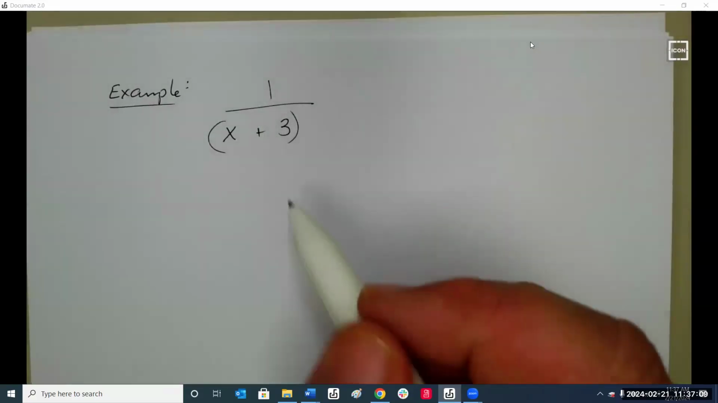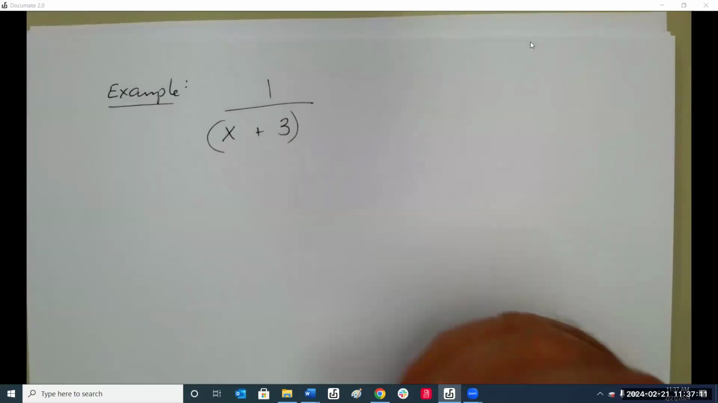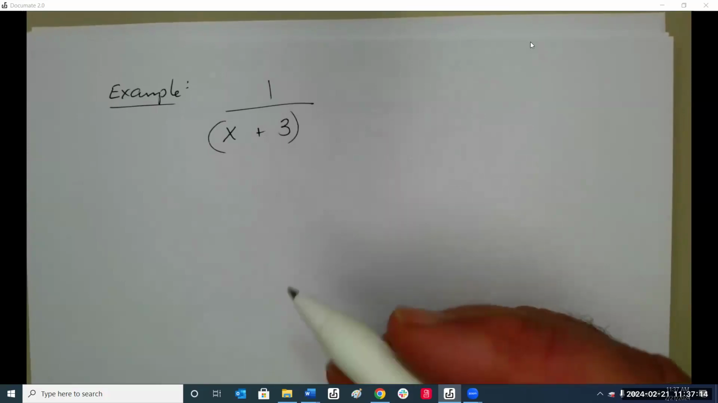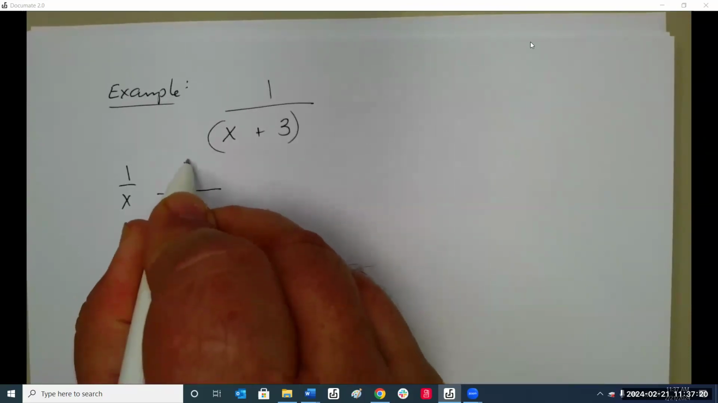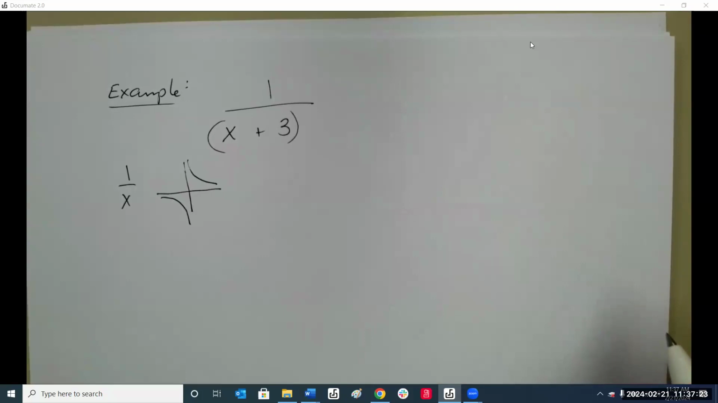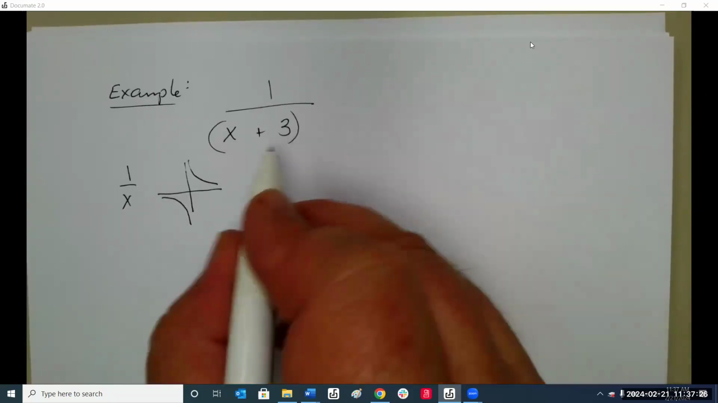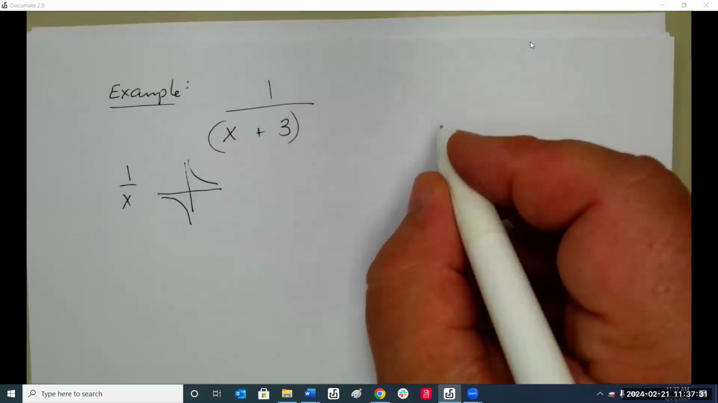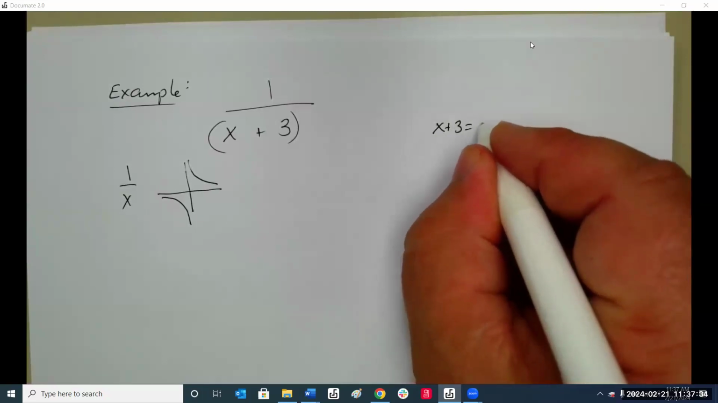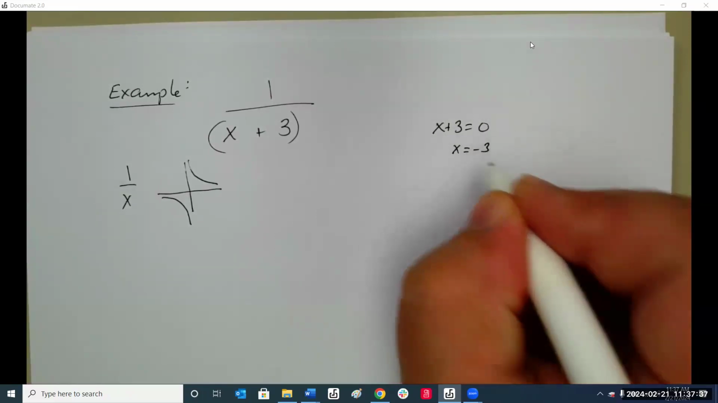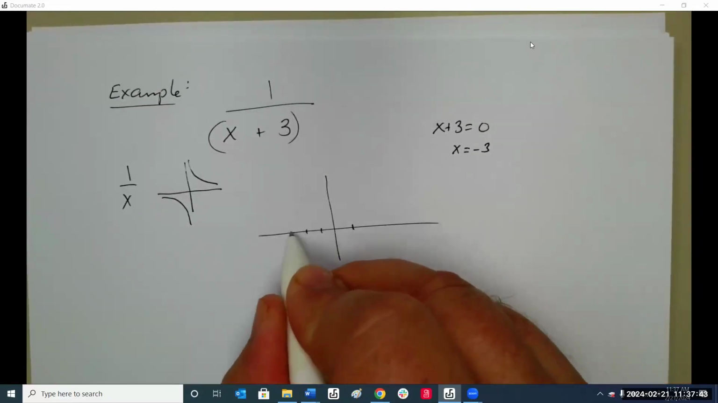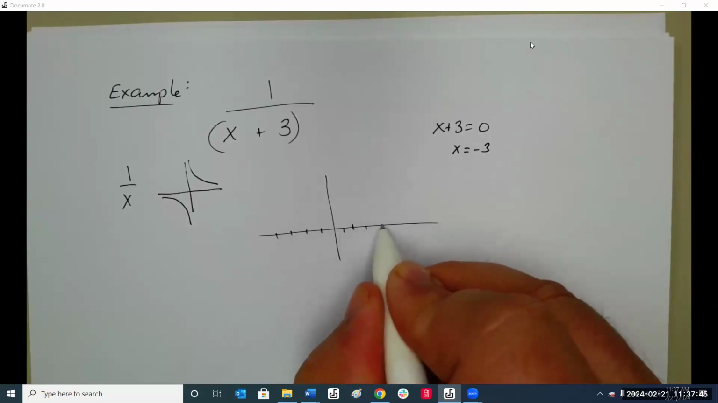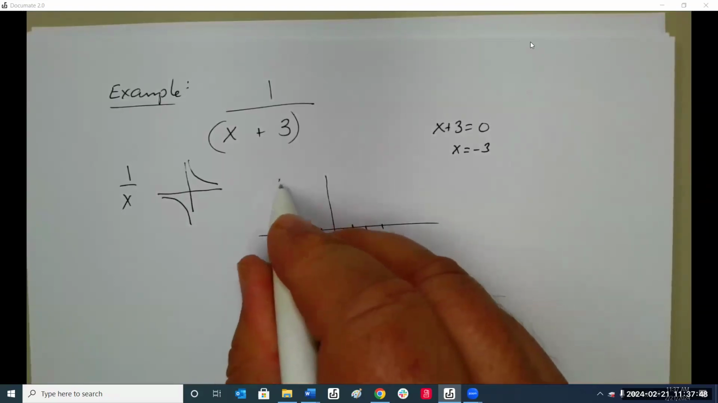What do we notice about this? What's the basic function of this? Since there's only one x, what's the basic function here? What does that graph look like? So do we have a vertical asymptote? Where? Yeah, take the bottom, set it equal to 0. So we have a vertical asymptote at -3.